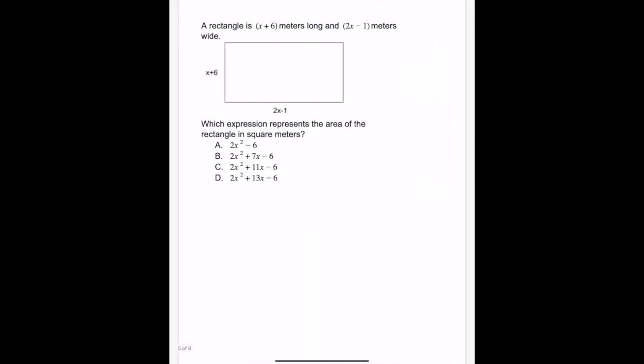So if you were asked to find the area of this rectangle, with the side lengths x plus 6 and 2x minus 1, you would have to multiply the length times the width. So it doesn't matter which one you assign the length and which one you assign the width, but you are going to multiply them together. So we have x plus 6 times 2x minus 1. Now if we're going to use the box method to do this, this is a 2 by 2.